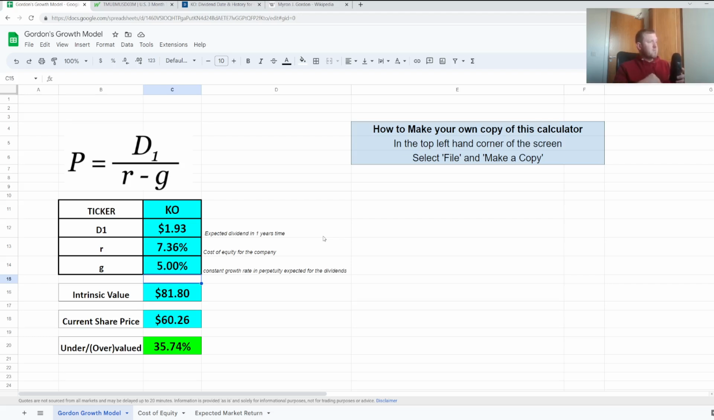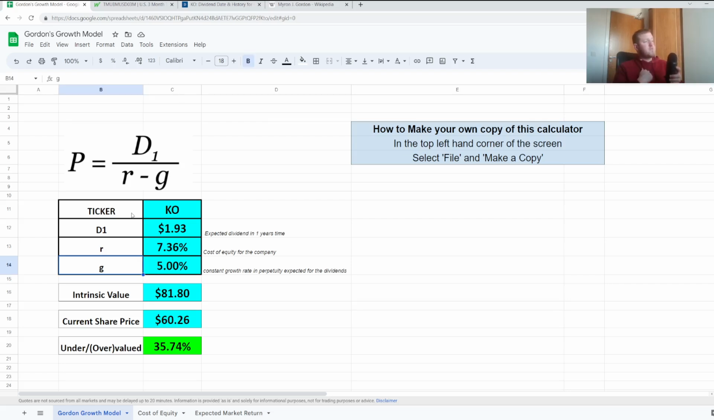For that reason, it is probably wise to add in a large buffer here. For example, you only pay heed to this calculation once it is 30% or more undervalued. That way, at least you protect yourself from being overly optimistic with your assumptions.